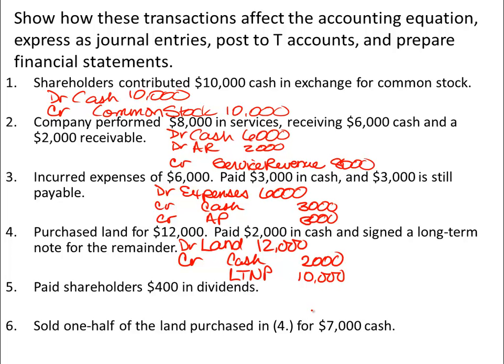In number 5, we paid shareholders $400 in dividends, meaning we're going to debit dividends for $400, and we're going to credit cash, because cash is flowing out to the shareholders of $400, not $4,000.